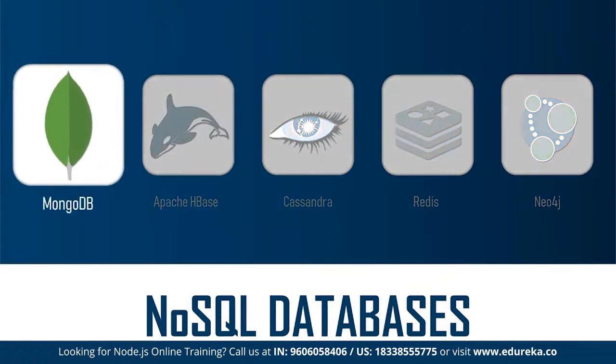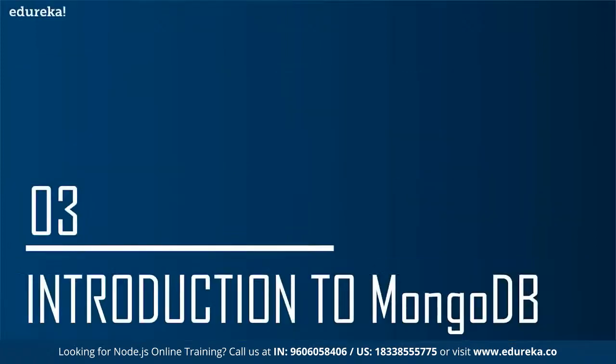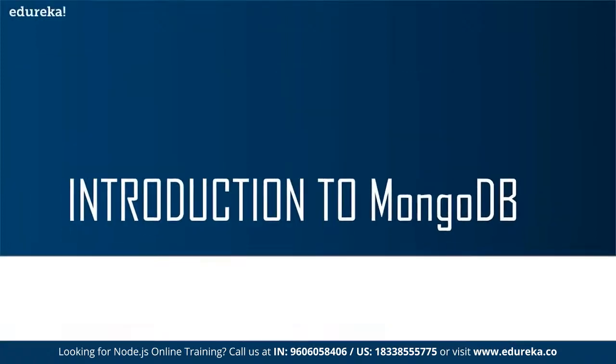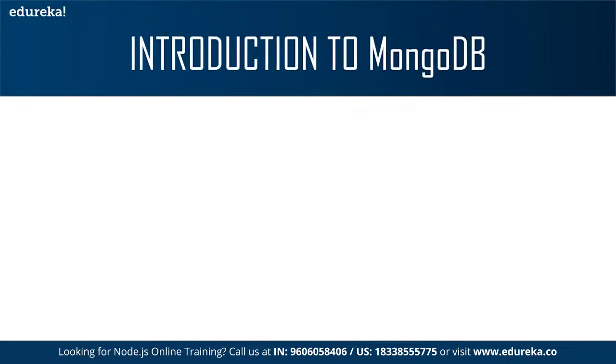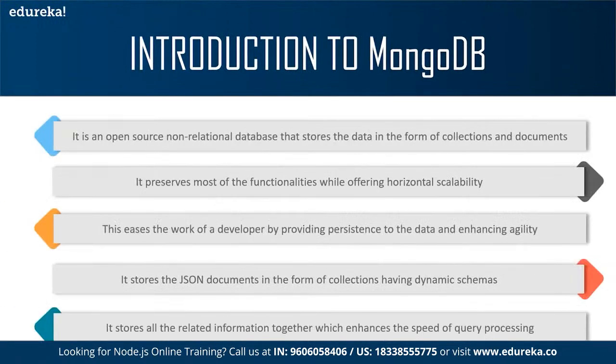So in this example, we're going to use MongoDB. We'll see how MongoDB can be connected with Node.js, and we can make a CRUD API with it. So, introduction to MongoDB. What's MongoDB? MongoDB is an open source non-relational database that stores data in the form of collections and documents.